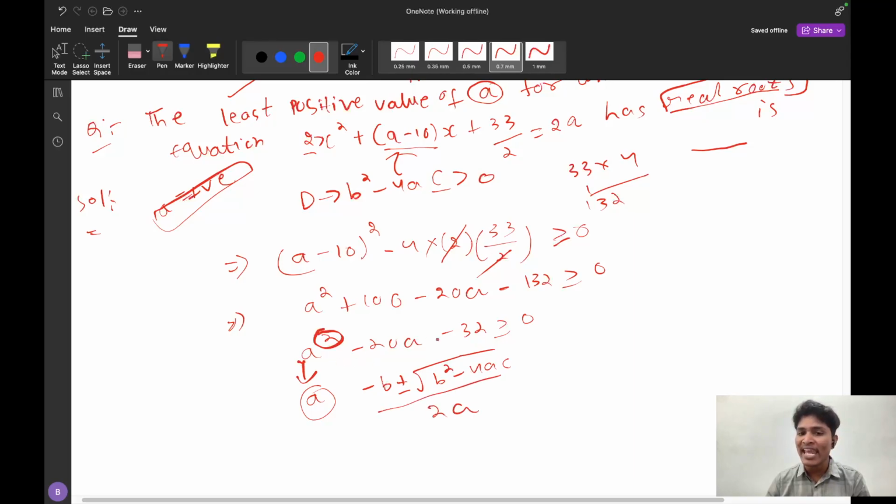Don't confuse this a with this a. Those two values are different. Here I can say, what is the value of a? Here it is the coefficient of a square. And what is the value of b? It is the coefficient of a here. And what is the value of c? It is the constant value.